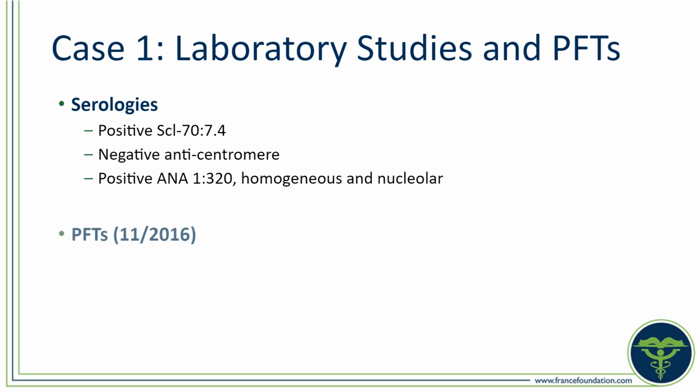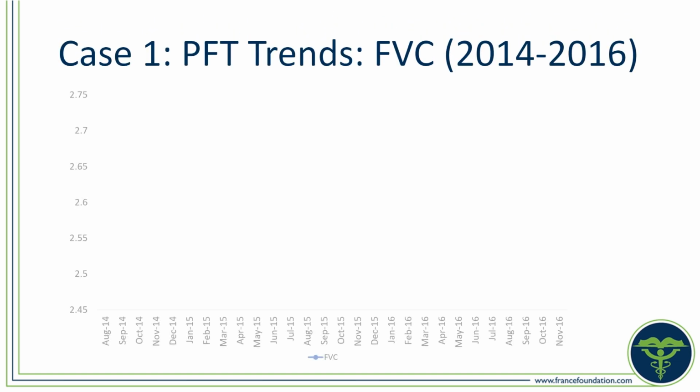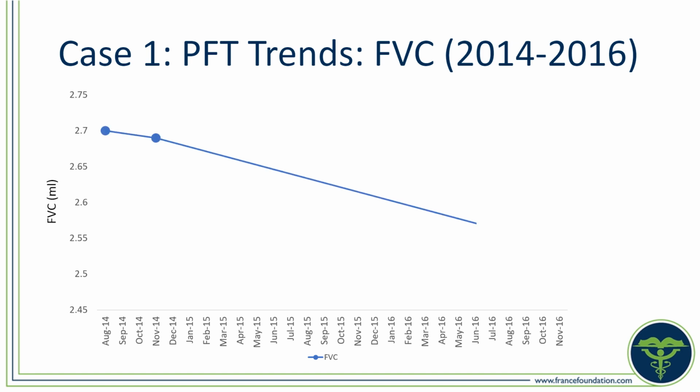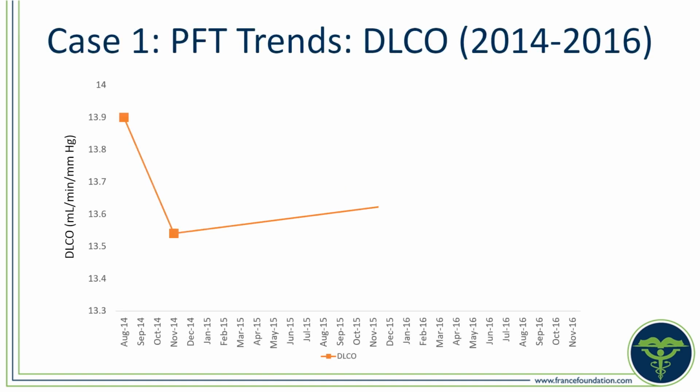We obtained pulmonary function testing on this patient, and our FVC was 72% predicted, and our DLCO was 57% predicted, indicating restrictive physiology. I went back and looked at her PFTs that were done prior to presentation, and you can see that her FVC, represented in milliliters here, had declined over this time period. Her DLCO was a little bit more variable. There was an initial decline and then it came up a little bit, but I think this reflects the variation of DLCO testing, and that in an individual patient, this can vary even on a daily basis.